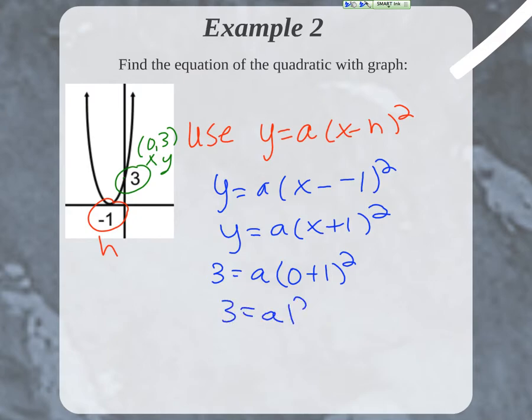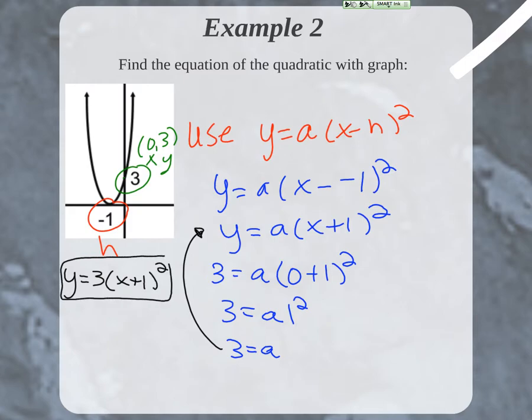So 0 plus 1 is 1, and 1 squared is just 1. So my a equals 3. Gotta plug that in to write my equation. So y equals 3 times (x plus 1) squared. Any questions so far? Concerns? We're going to keep looking at different situations that you might come across.